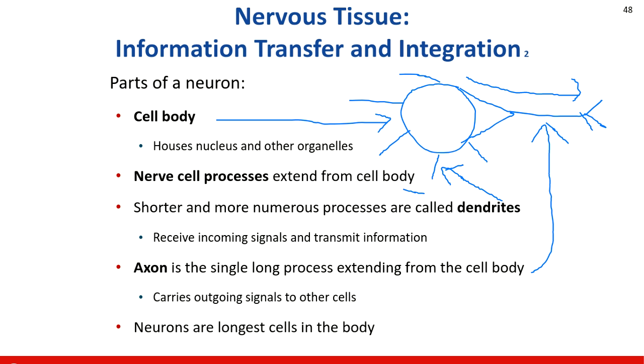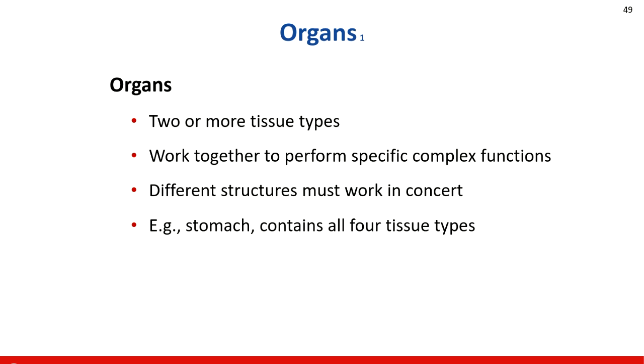All right. So that's it for the tissue. But I do want to discuss a couple other concepts for chapter 5. As we move on from tissues, now we're going to move up our organizational chart into organs.